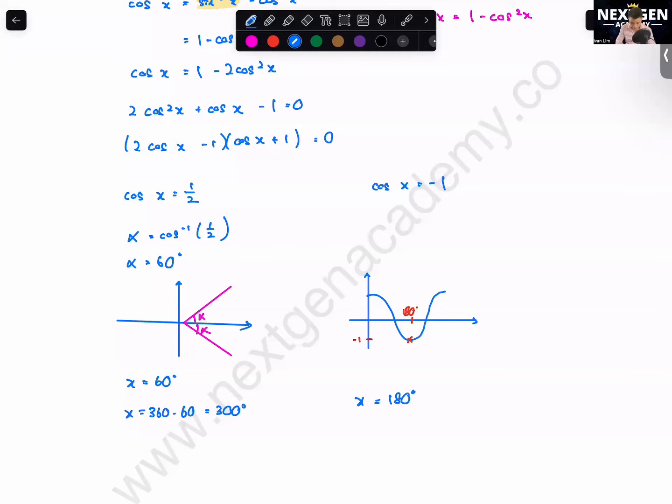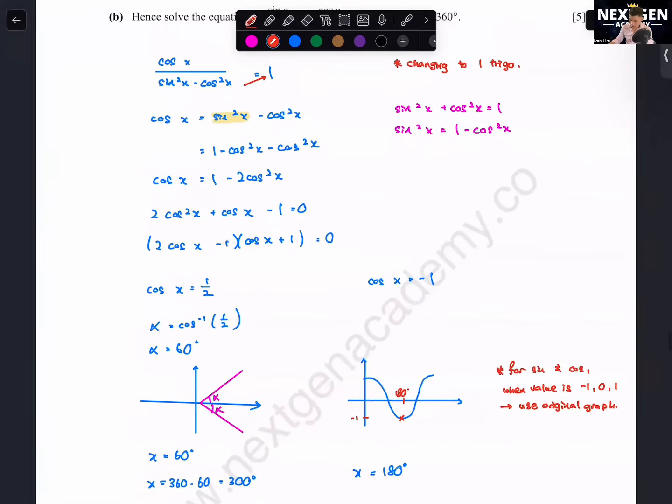If you use the ASTC method and type inverse cos 1 into the calculator, it gives you 0. So sometimes students will be confused about what the 0 is. So write this down: for sine and cos, when the value is negative 1, 0, or 1, use the original graph to solve the question. Don't need to use ASTC. Clear?